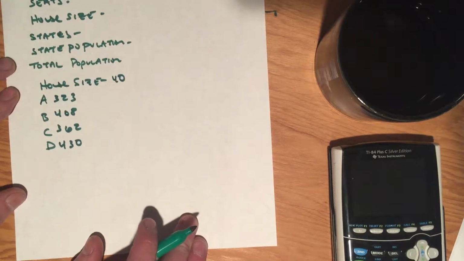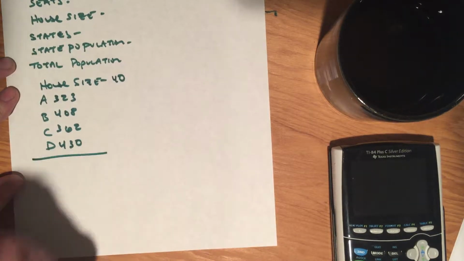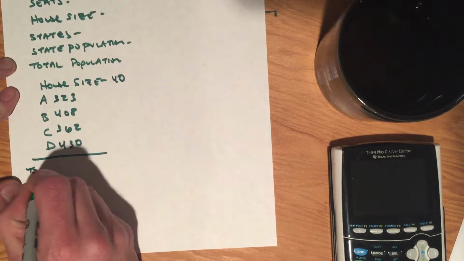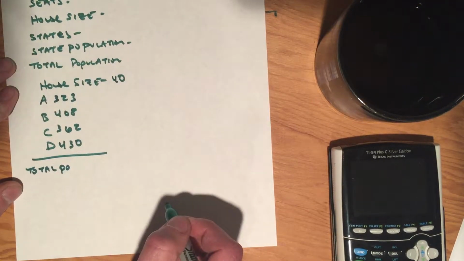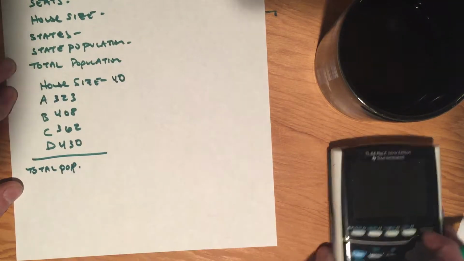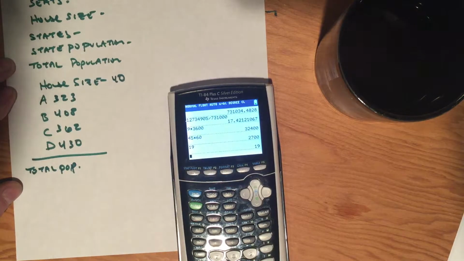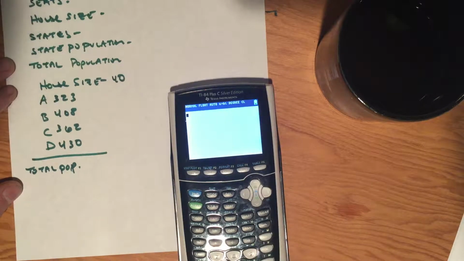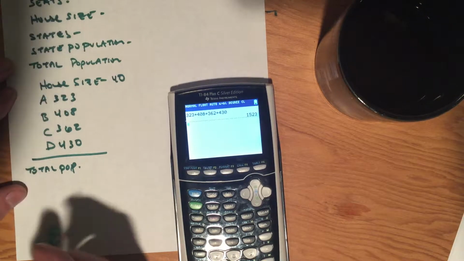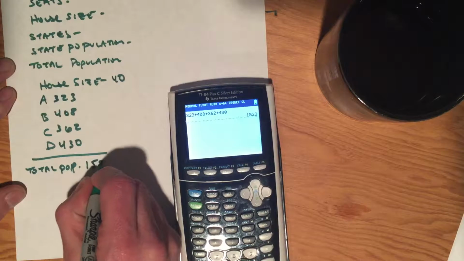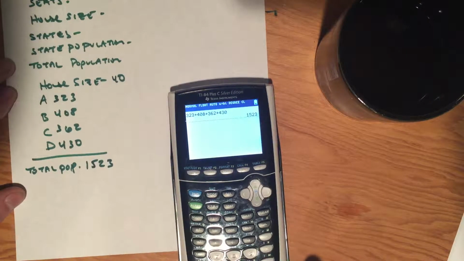What we're going to do is first find our total population. Our total population is going to be the state populations added together. So we've got to add things up. Can you see that? Nope, not too well. 323 plus 408 plus 362 plus 430. We get a total population of 1523.